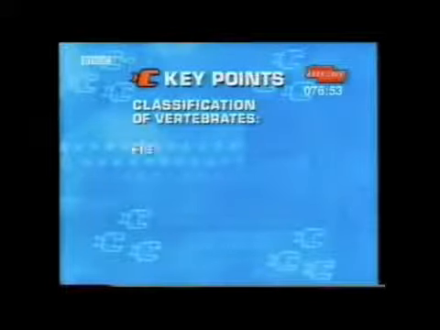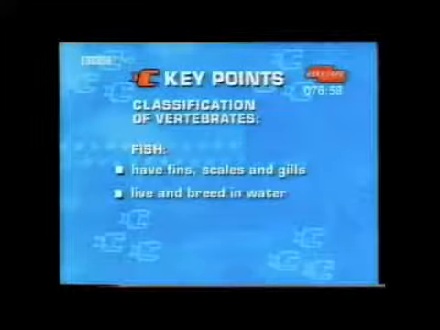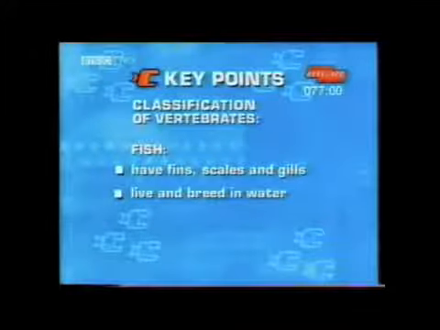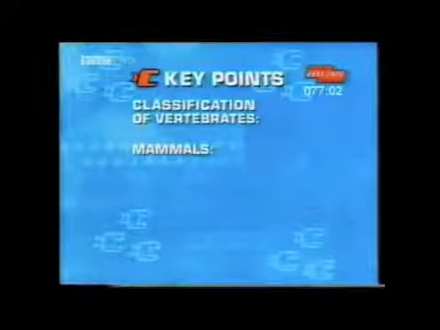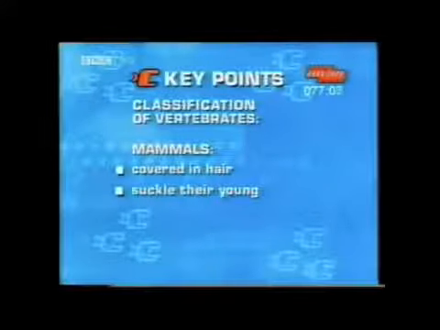So the key features of vertebrates you should know are: fish have fins, scales and gills and live and breed in water. Mammals, which includes us, are covered with hair or fur and mothers suckle their young with their own milk.